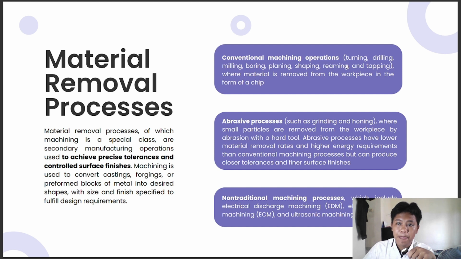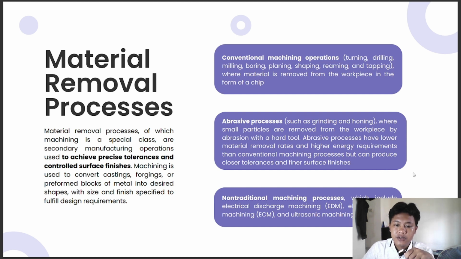This is the process of material removal, such as conventional machining operations like turning, drilling, milling, boring, planing, shaping, reaming, and tapping, where material is removed from the workpiece in the form of a chip. Next is abrasive process, such as grinding and honing, where small particles are removed from the workpiece by abrasion with a hard tool. Abrasive processes have lower material removal rates and higher energy requirements than conventional machining processes, but can produce closer tolerance and finer surface finishes.